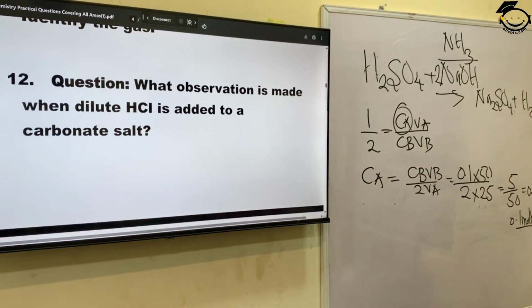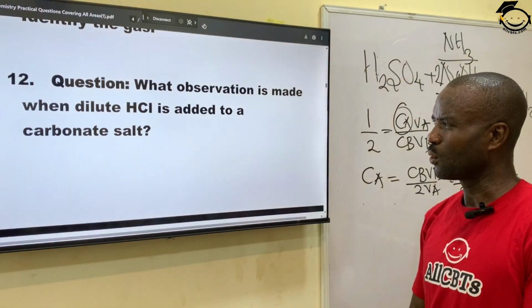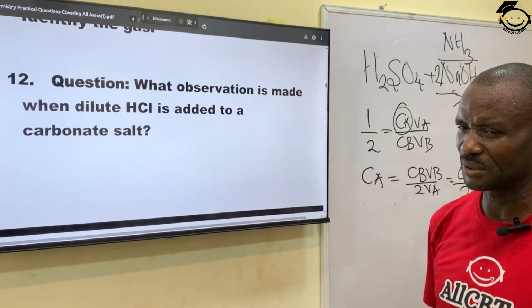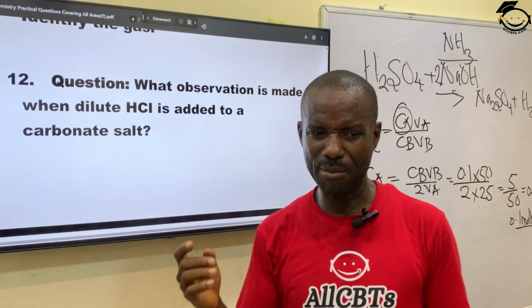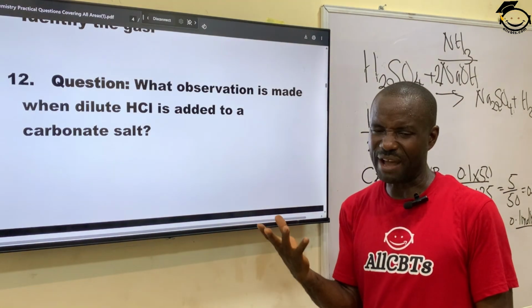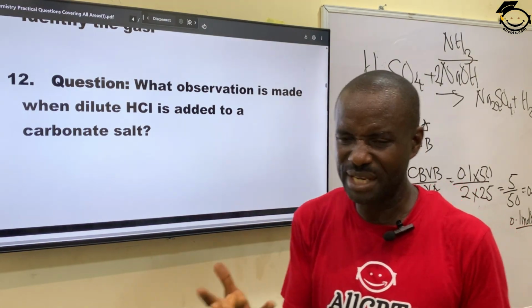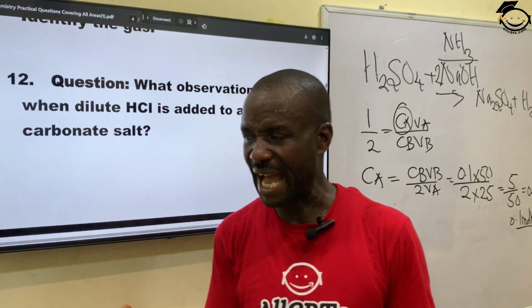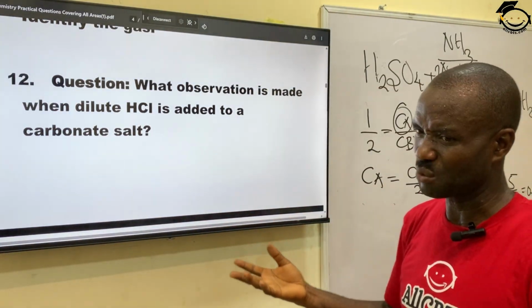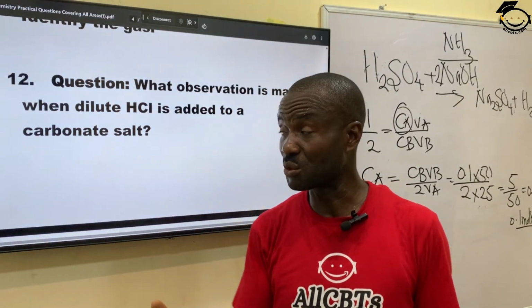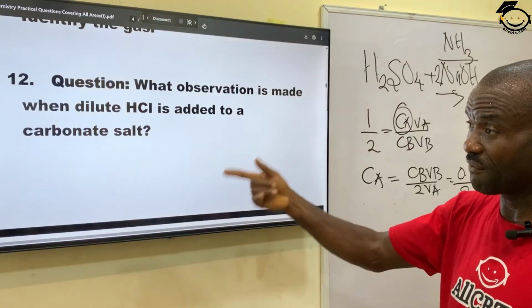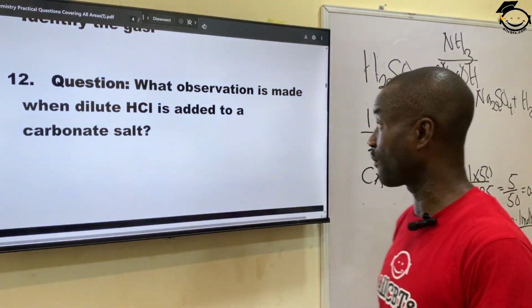What observation is made when dilute HCl is added to a carbonate salt? There's this characteristic of carbonate salts: when you add acid to it, there is an effervescence, meaning you will see a colorless gas produced. If you test this colorless gas with lime water, the lime water turns milky. So the gas produced, which is confirmed by this test, is carbon IV oxide.